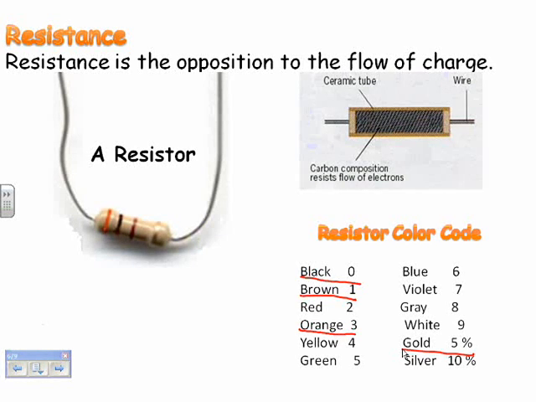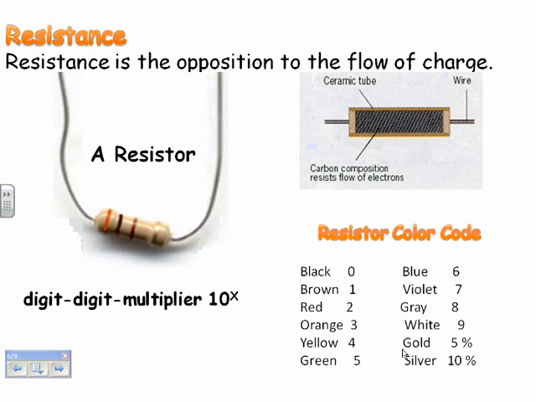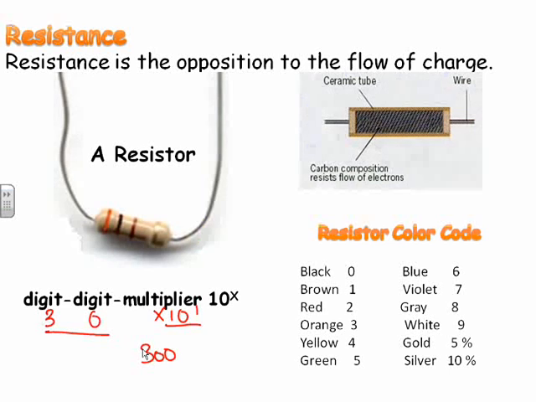So to read this, though, we have to read it in a specific way, and that specific way is digit-digit-multiplier. So orange is the first digit, so that's 3, black is the next digit, that's 0, and we have a multiplier, times 10 to the something, and that's a brown, so times 10 to the 1. Well, we have 30 times 10 to the 1, which is just times 10. So when you do that, you have 300. And that's 300 what? 300 ohms. And that's how you would read this.